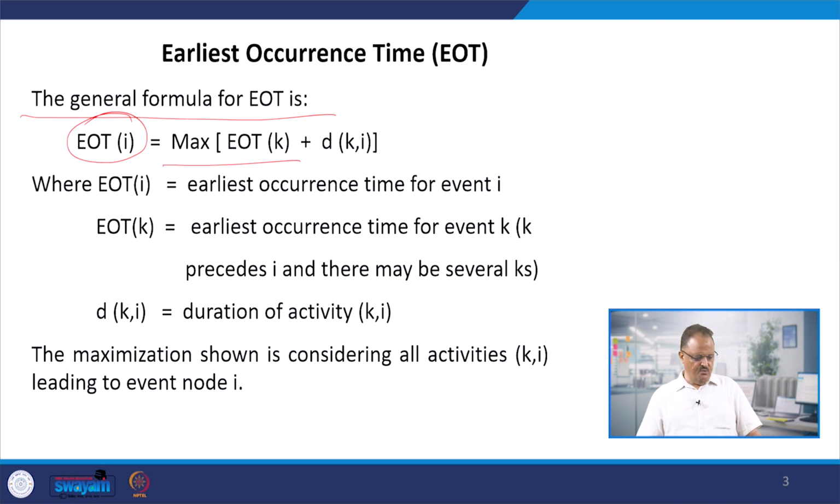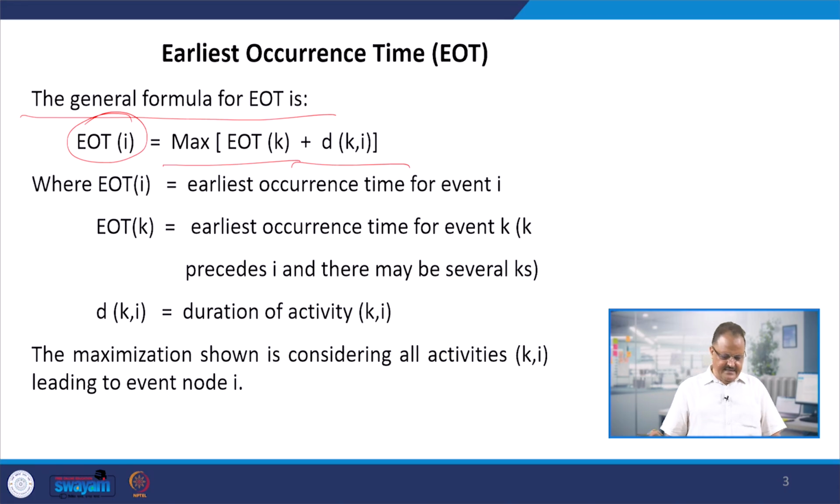So if you want to find out the earliest occurrence time of event I, you have to find out the duration between K and I, and take the maximum of the earliest occurrence time of the event K plus the duration between K and I. So this is the formula. With the help of this you can calculate the earliest occurrence time.